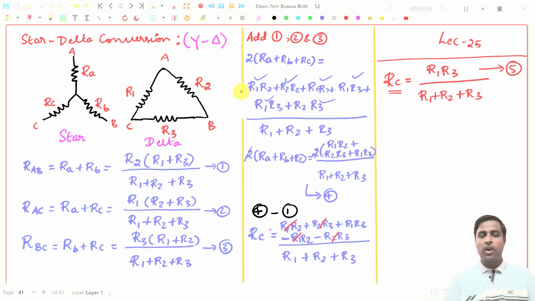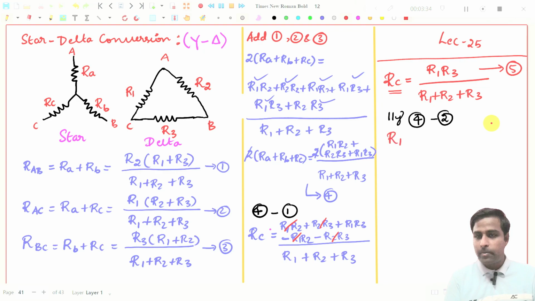Similarly, you subtract expression number 4 with 2. If you subtract 4 with 2, RA and RC will be cancelled out and you will get RB, obviously. So RB will be equal to R2 R3 divided by R1 plus R2 plus R3. So this is expression number 6.